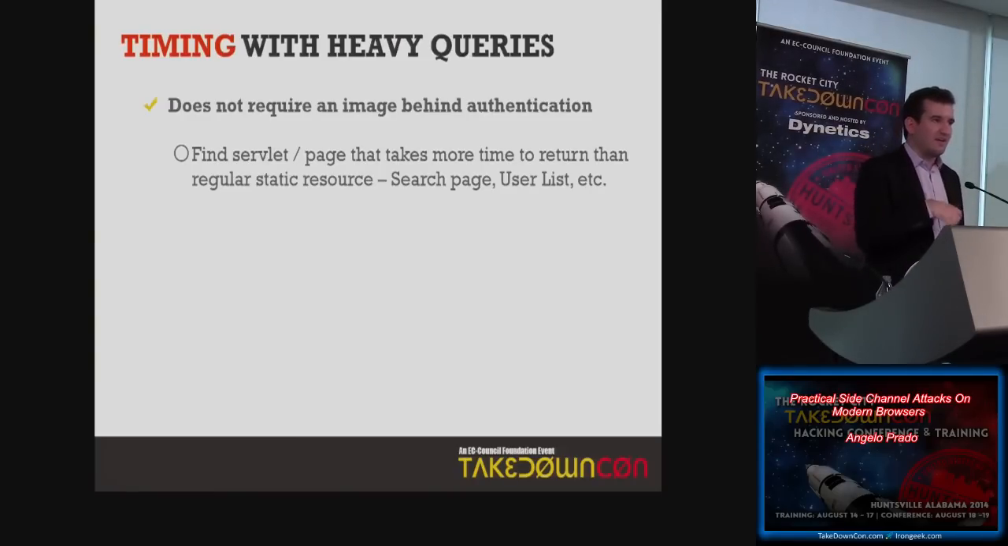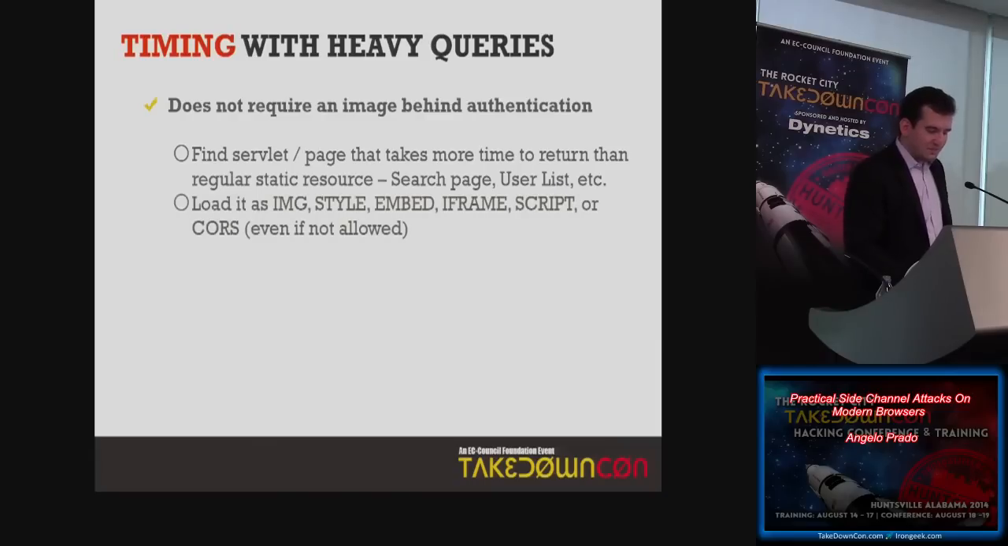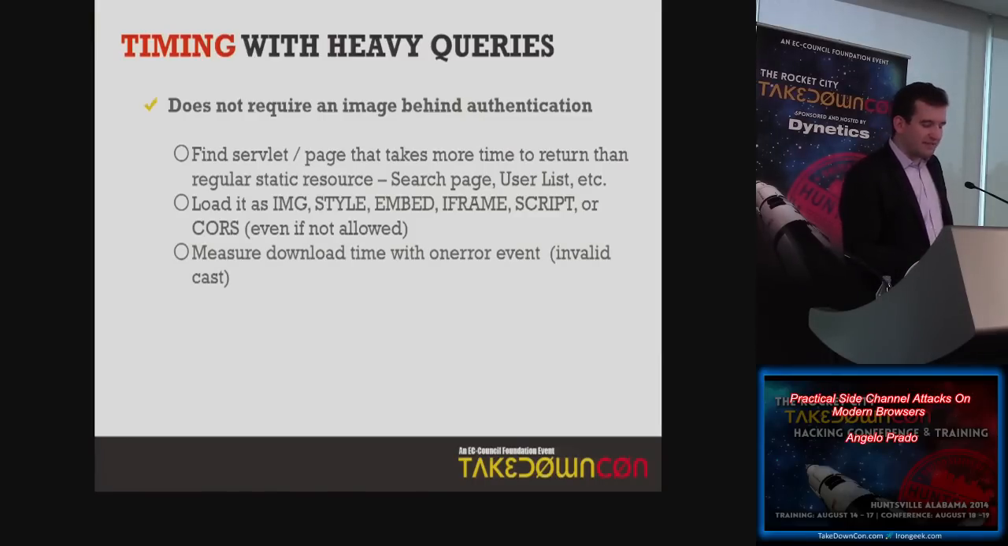It's going to say 403 unauthorized, or it's going to 302 redirect you to login. But if it succeeds, it's going to give you a 200 OK and send you the result back. So we find a page that takes time to return. We load it as an image, and I know it's not an image, but we load it as an image even if it's not allowed. We don't care if it doesn't render. All we want to know is the download time, the speed at which the image got rendered. How do you determine that?